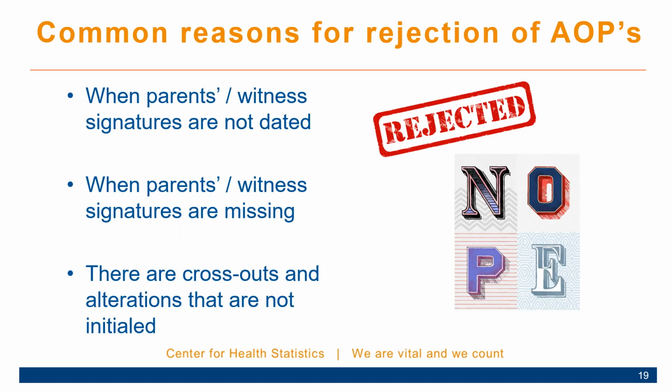The most common reasons for rejection by the state are when parents or witness signatures are not dated, when parents or witness signatures are missing, or when there are cross-outs and alterations that are not initialed.